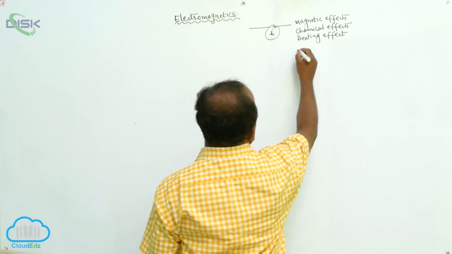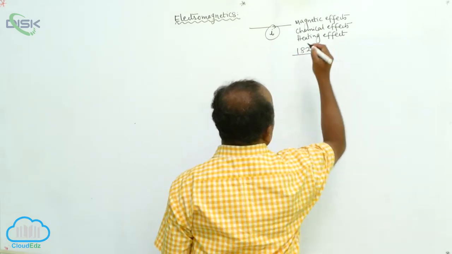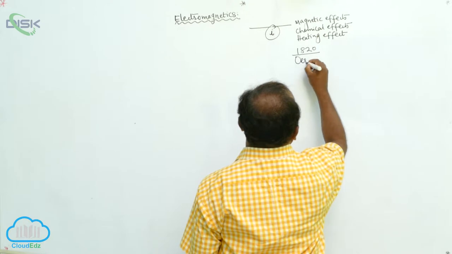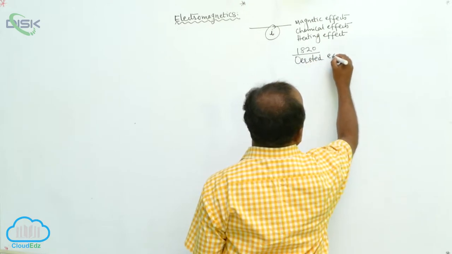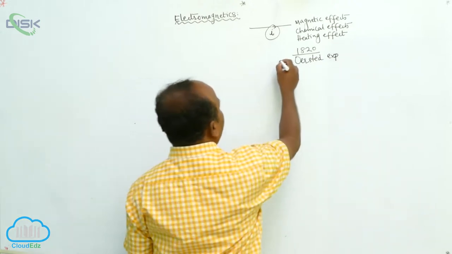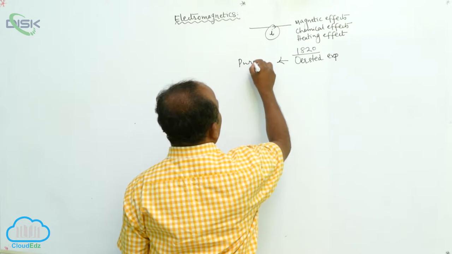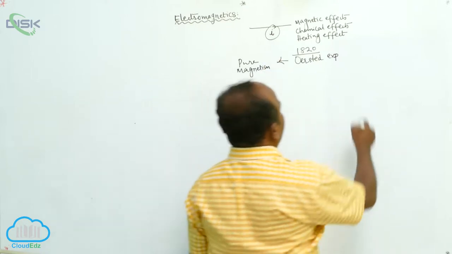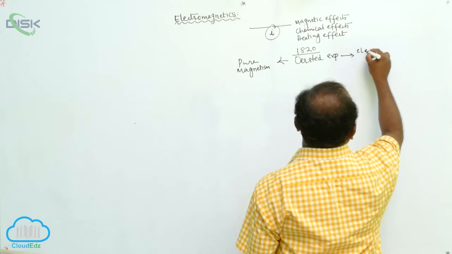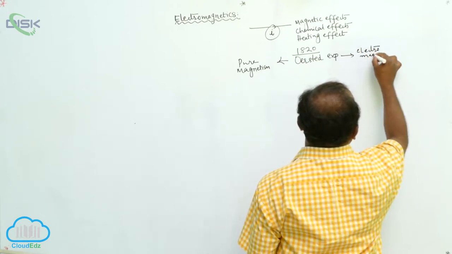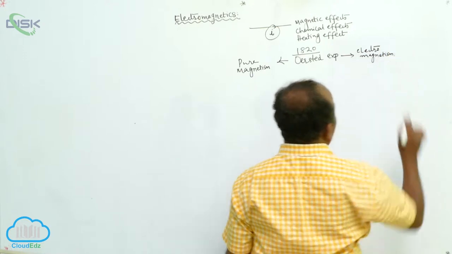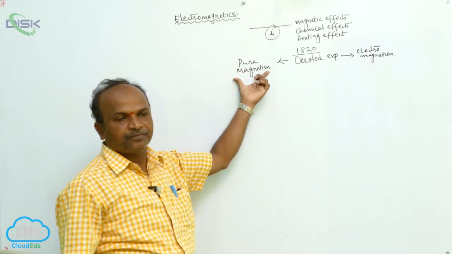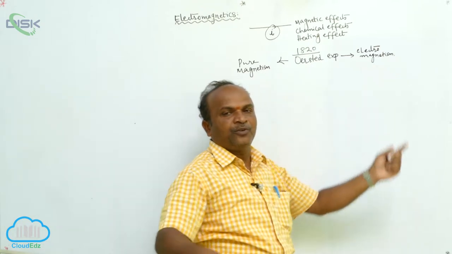In 1820, there was a famous experiment, the Oersted experiment. Before the Oersted experiment, there was pure magnetism. After the Oersted experiment, there is electromagnetism. Pure magnetism is produced by magnets. Electromagnetism is produced by currents.